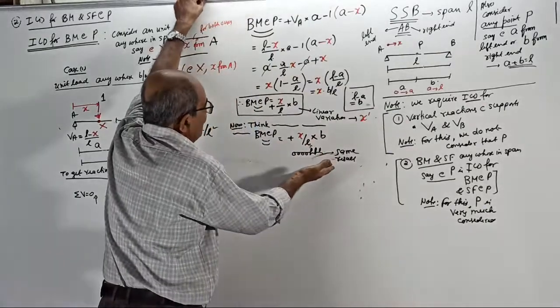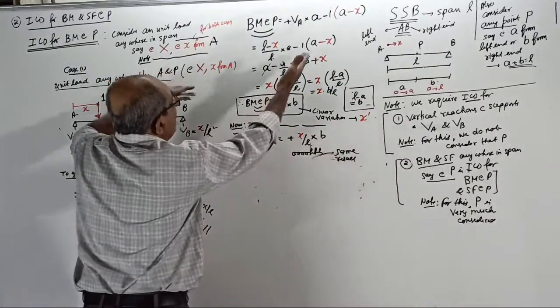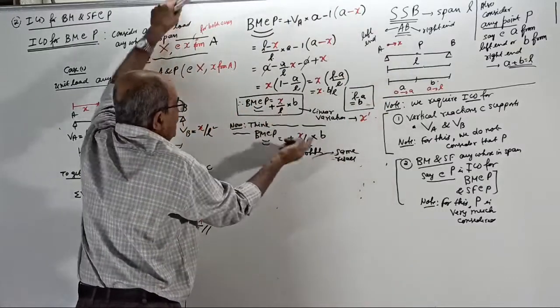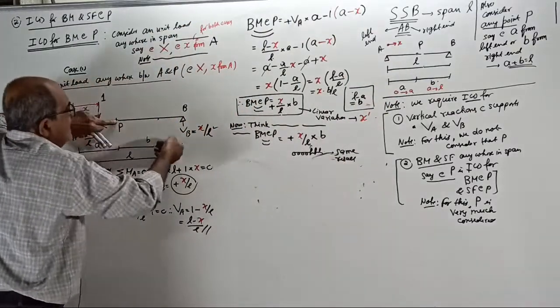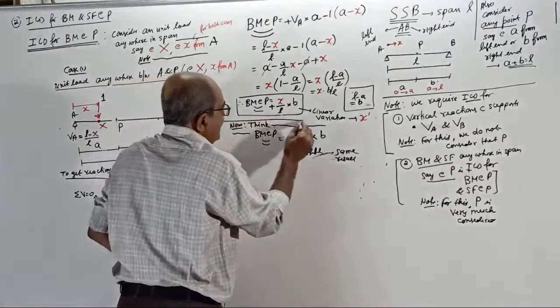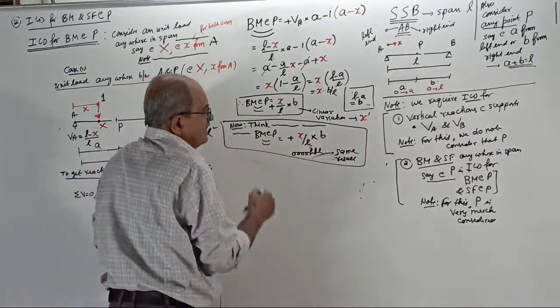So, oh, unnecessarily we simplified. Finally, you got the answer which you get by one line only. See, X by L into B. Yes or no? Tell me. Just make a note. Oh, same answer. Correct or not?